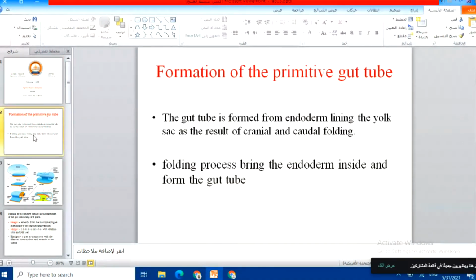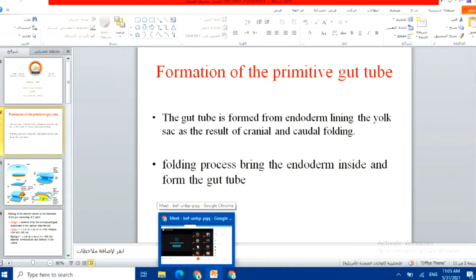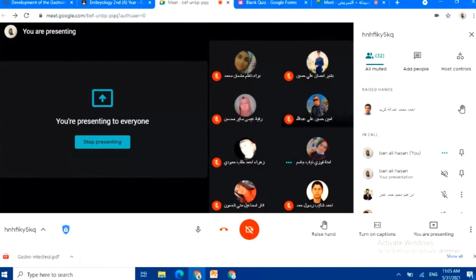So first of all, we need to know about the formation of the digestive system, that it starts to form from the primitive gut tube, okay? Primitive gut tubes start to form in the 4th week of embryonic development. So what is the most distinctive feature for the 4th week of embryonic development? Who can tell me? Please raise your hand and answer. Yes, Ahmed.